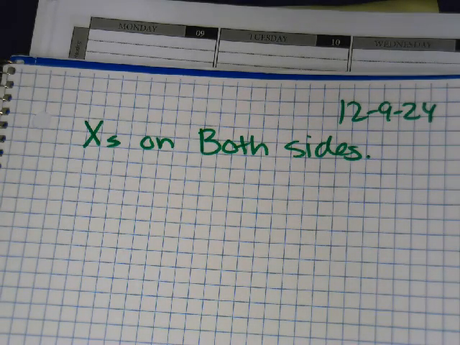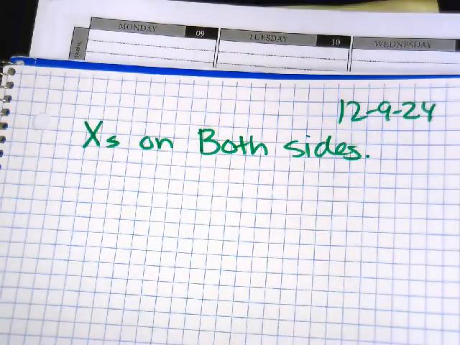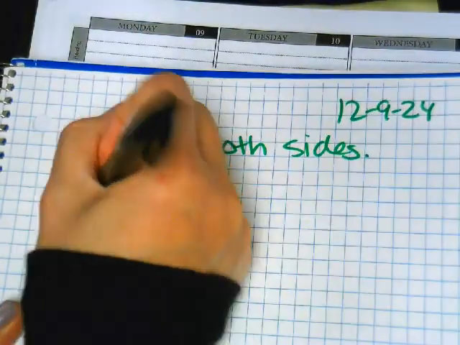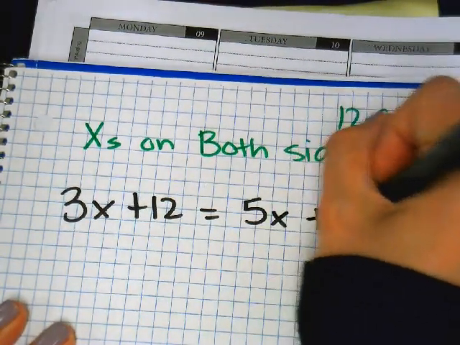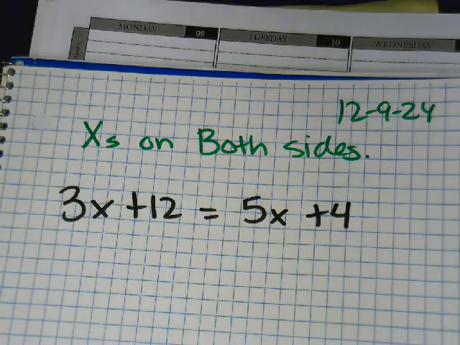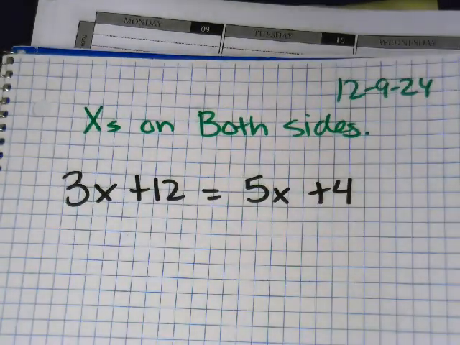That's a great plan. We'll stick with it. All right, so let's say I have 3x plus 12 equals 5x plus 4. We see here that we're writing this down, and we're realizing there are x's on both sides of the equation.